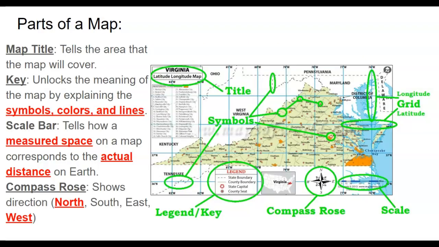where the middle school is on top of the hill as well. When we look at a map itself, it's got multiple parts that you have to know what to look for when you look at those maps. It tells you where the area will be that the map covers.